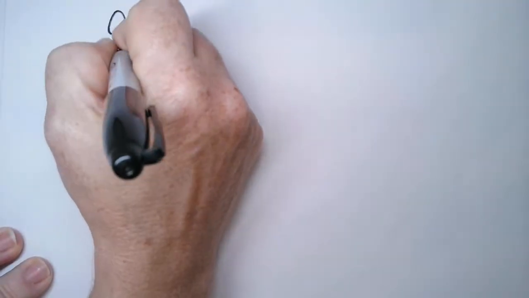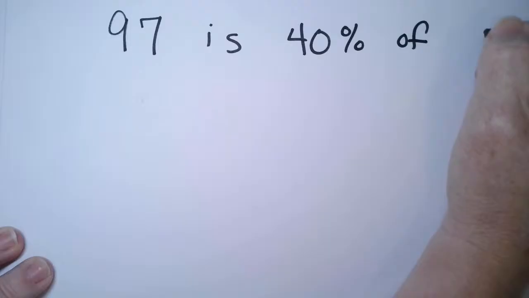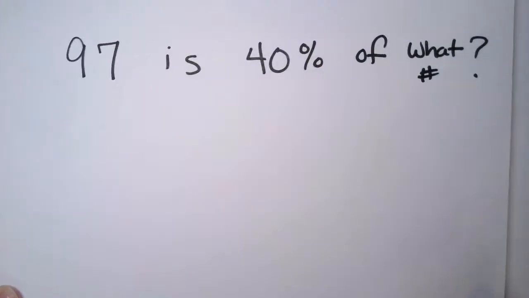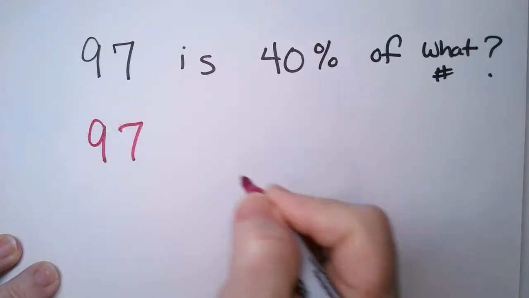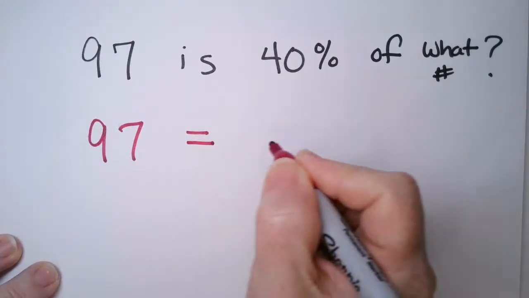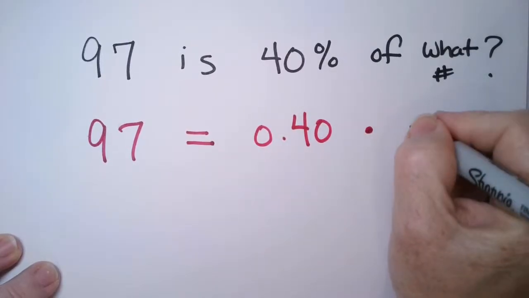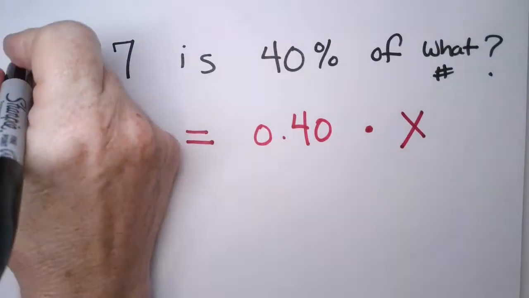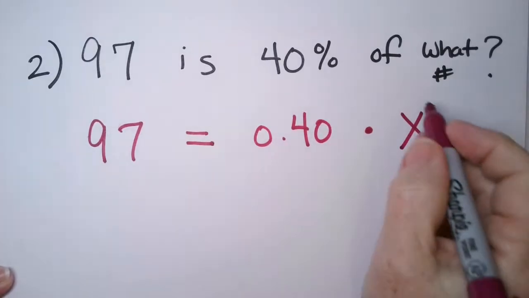So 97 is 40% of what number? Okay. And now we translate. 97 is 40% of what number? This should be review. If it's not, I need you to slow down on your homework and really make sure you're understanding as you're working through it. Okay, so we got to get the x by itself.